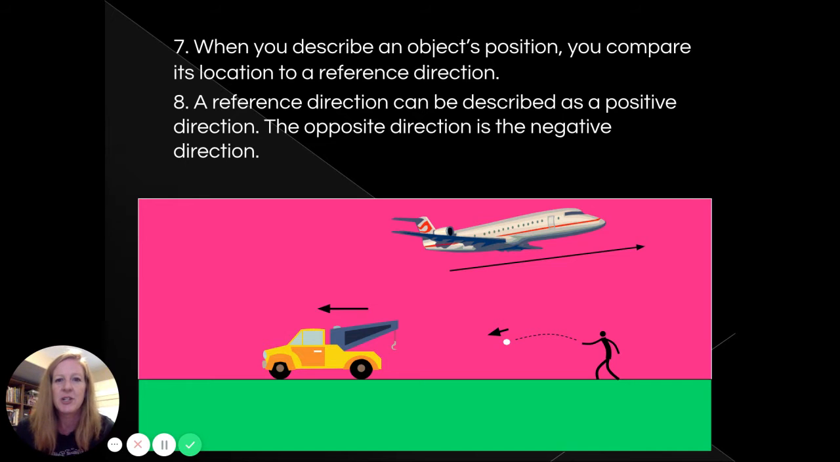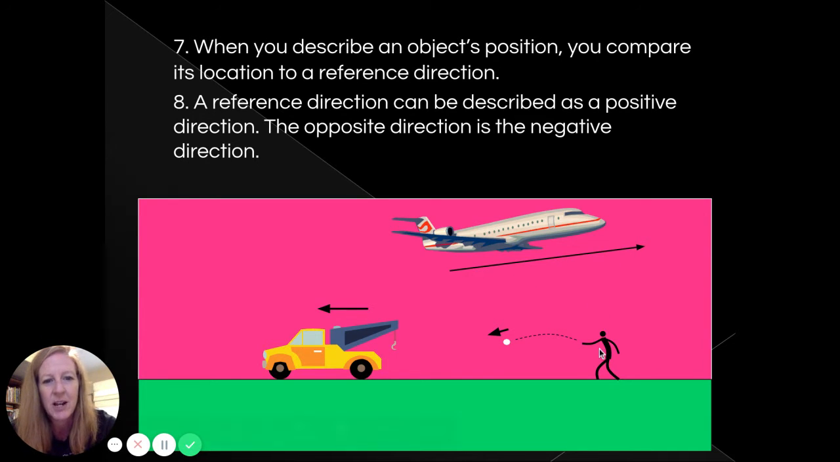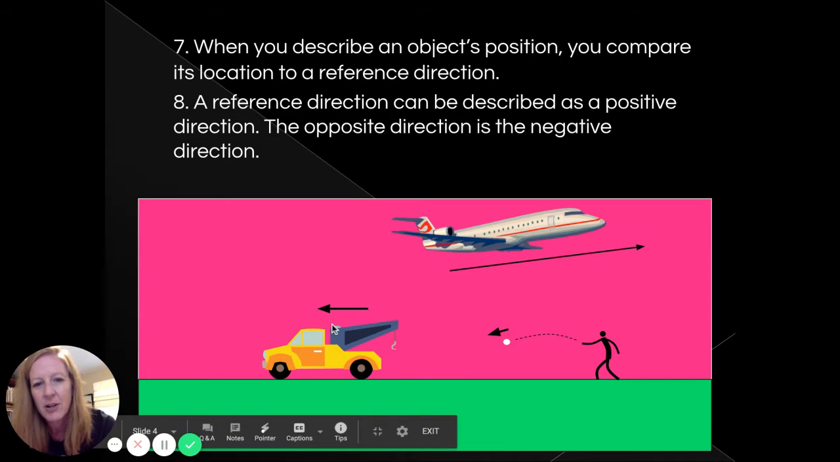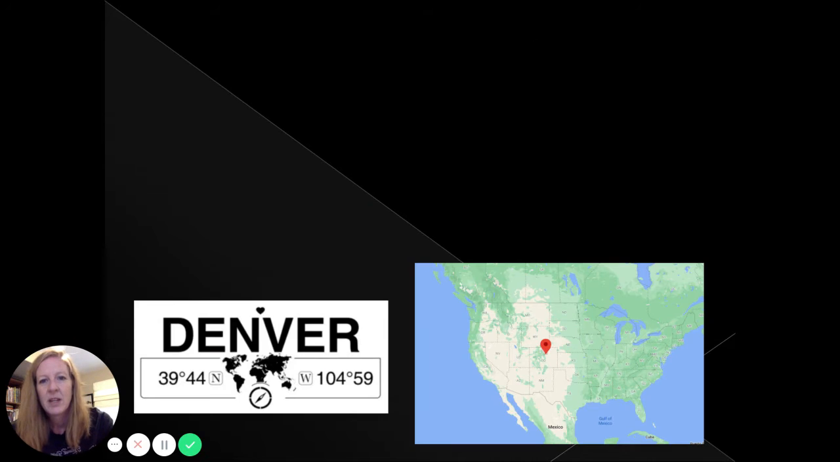When you describe an object's position, you compare the location to a reference direction. So you can go either positive or negative. If I'm looking at this picture, this plane is flying to the right, the individual is throwing the ball to the left, and the car is moving to the left. So I would say that this plane is traveling in the positive direction, and the ball and the truck are moving in the negative direction. They're opposite of each other.